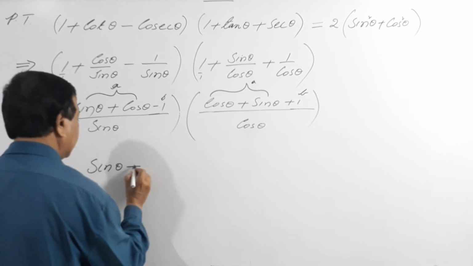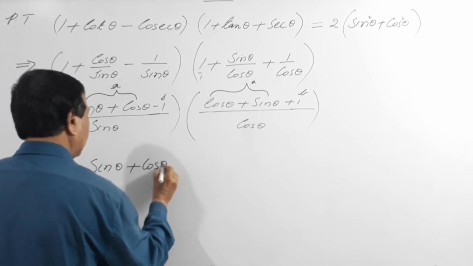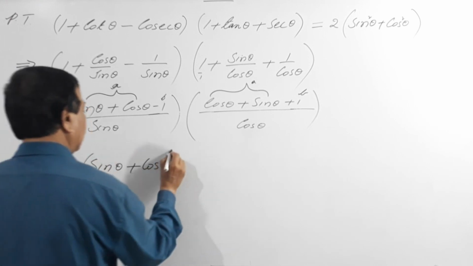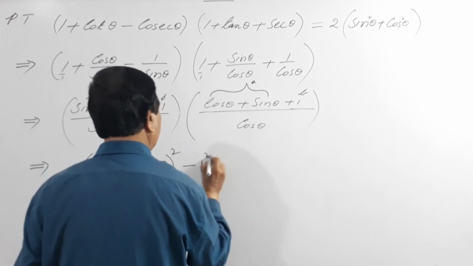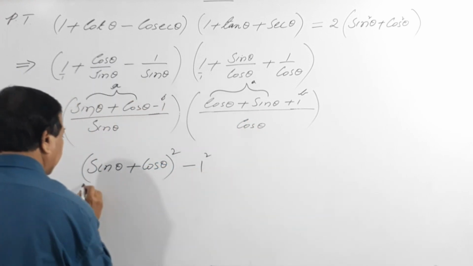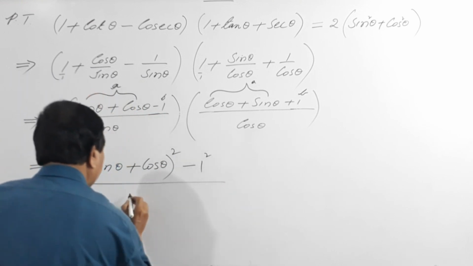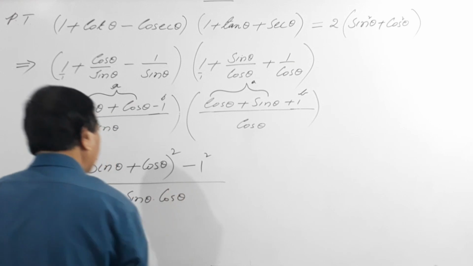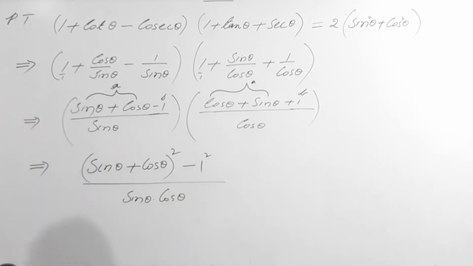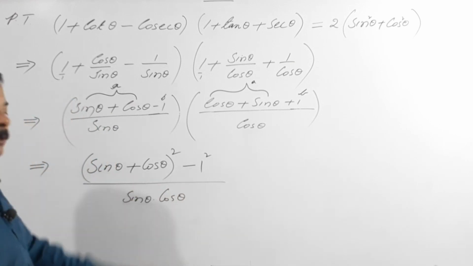(sin theta plus cos theta) the whole square minus 1 the whole square, divided by sin theta into cos theta. So this is (A plus B) the whole square.